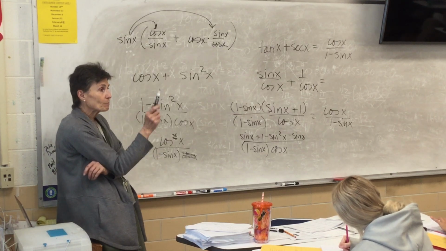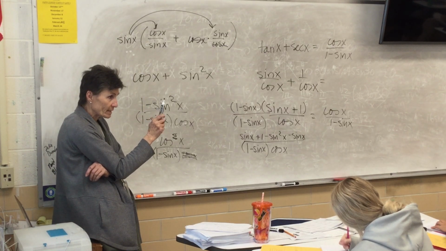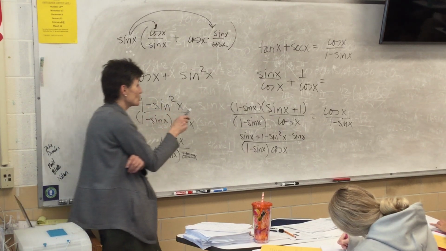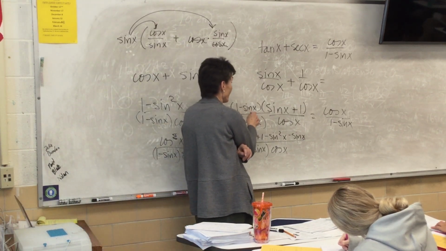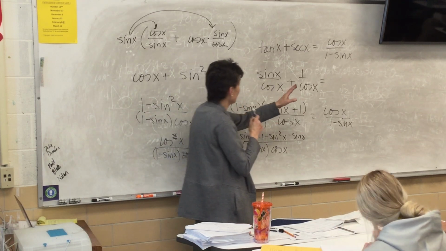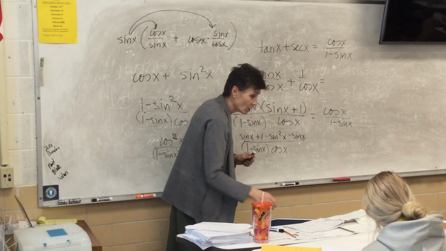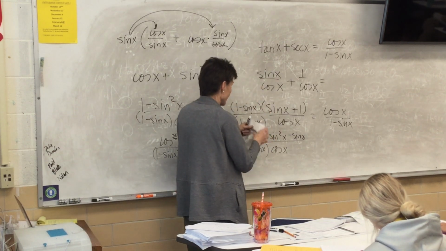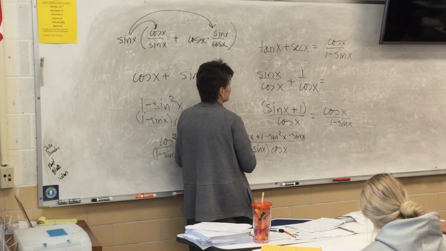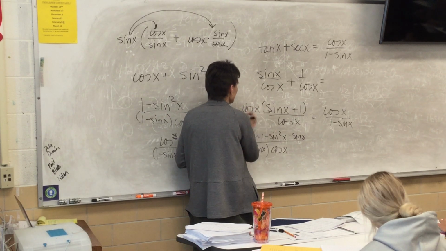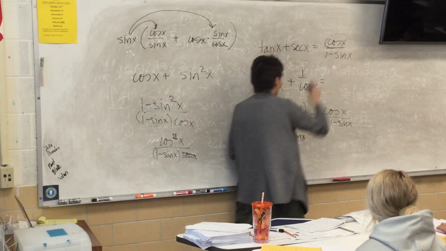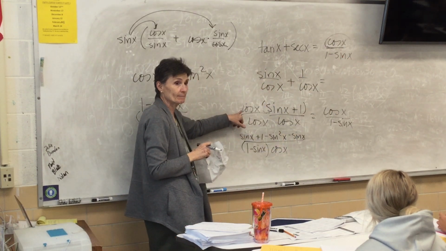Now, that problem took a little bit of trickiness. Alexis knew what to do. She multiplied top and bottom by 1 minus sine. You could also have multiplied top and bottom by cosine, just cosine. You are allowed to multiply by whatever you want. And multiplying by cosine would make sense because you need a cosine up top. And now you would have it.